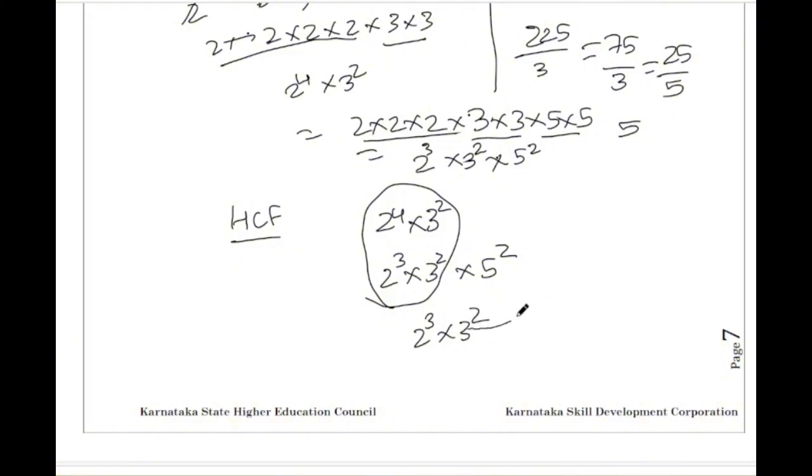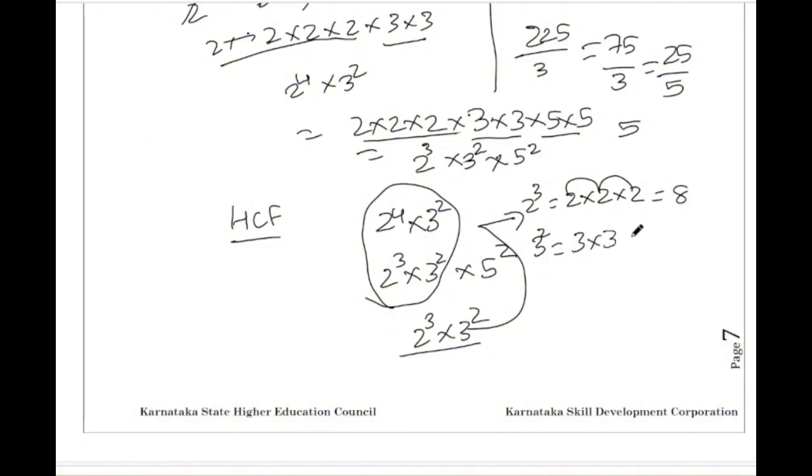Let me simplify it here. 2 to the power of 3 is 2 into 2 into 2. 2 2s are 4, 4 2s are 8. Okay, 8. Then 3 squared is equal to 3 into 3, so 9. So what we have got is 8 into 9. So what's the answer? 72.